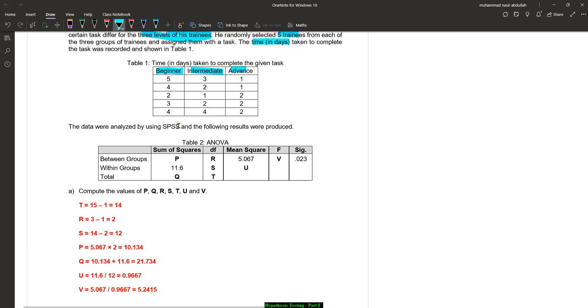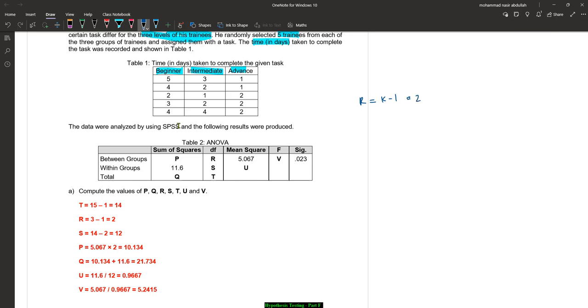Between groups, right, I see here within group. So we must solve the simple problem first. The simple one is this one. This one is very simple, right? So let's find R. R is the degree of freedom for treatment. So degree of freedom for treatment is K minus 1. It means the number of groups minus 1, which is 3 minus 1 equal to 2.